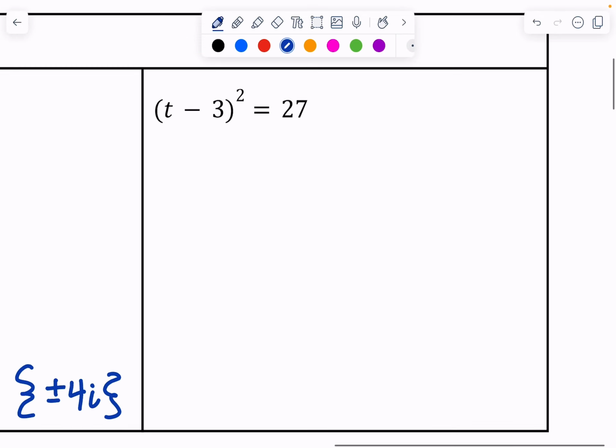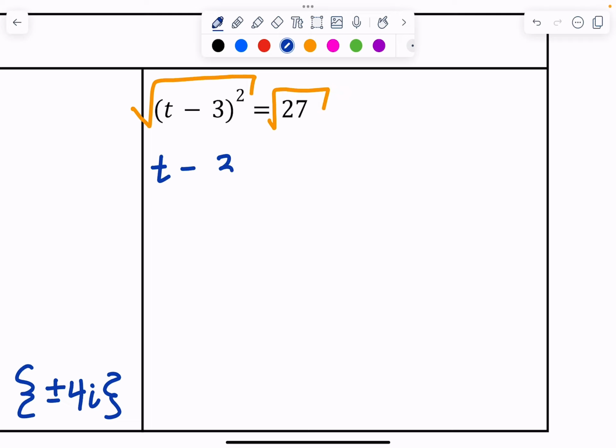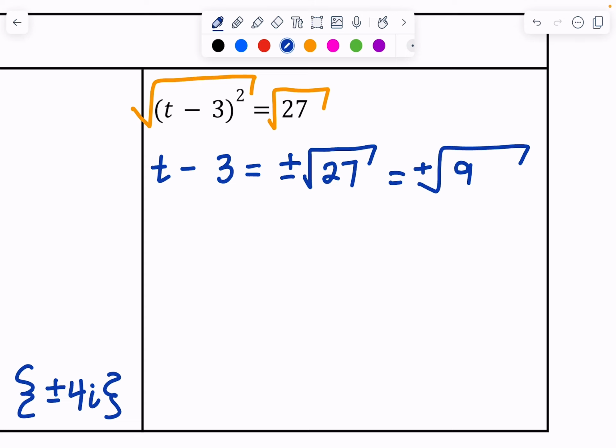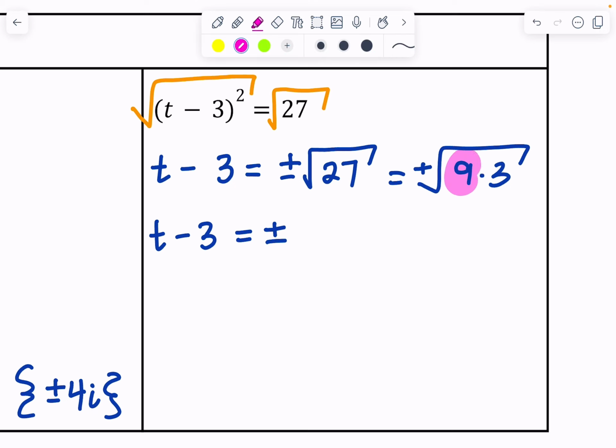All right, last one, we want to take care of the squared first because that 3 is in there with the t. So if I square root both sides, I'm going to have t minus 3 is equal to plus or minus the square root of 27. Before I continue on, I do want to note that this is the same thing as 9 times 3. So I have t minus 3 is equal to plus or minus the square root of 9 times 3. The 9 comes out pretty, which is 3, so plus or minus 3, square root, and then there's going to be a 3 left inside.